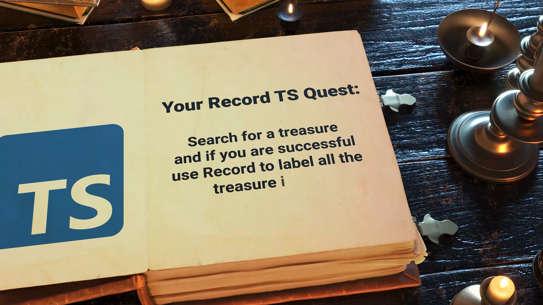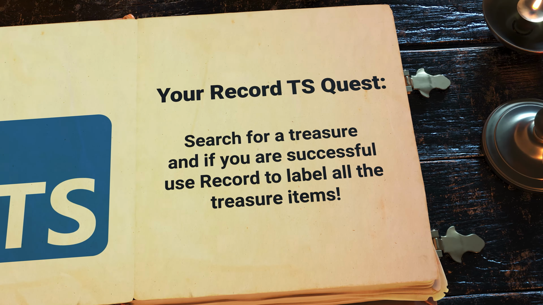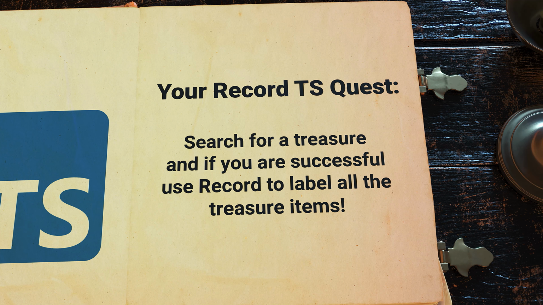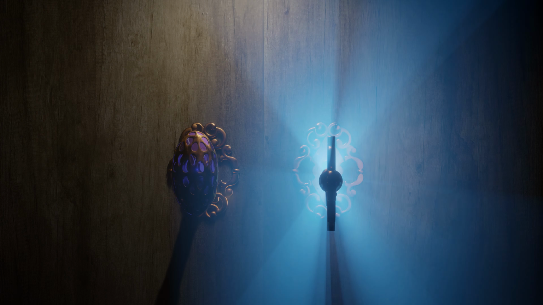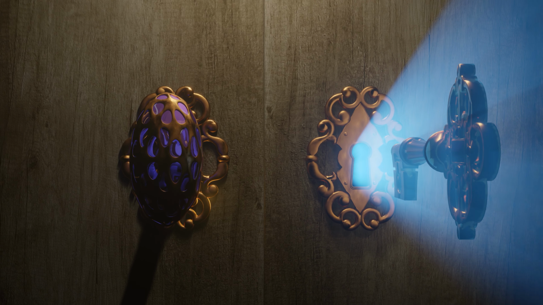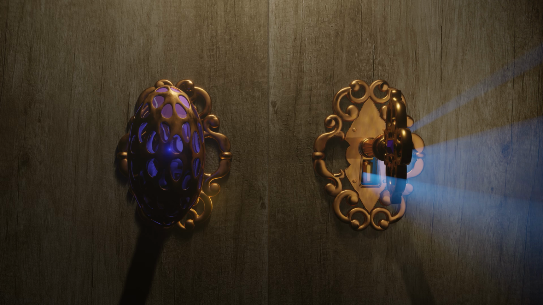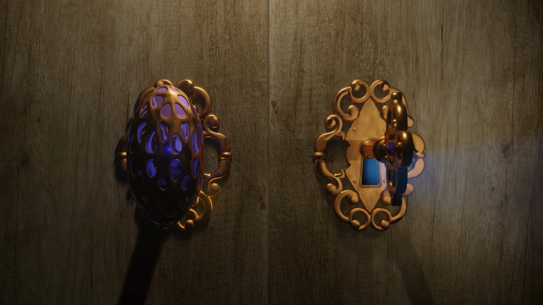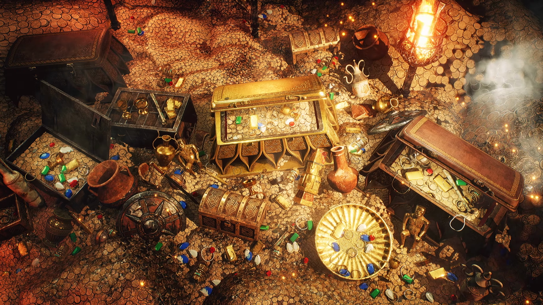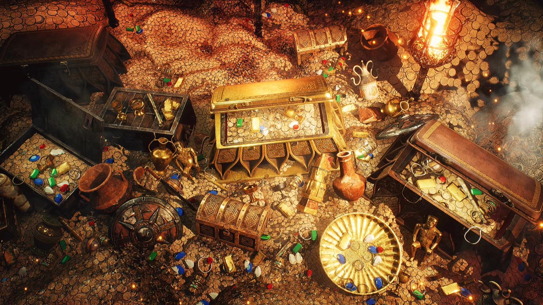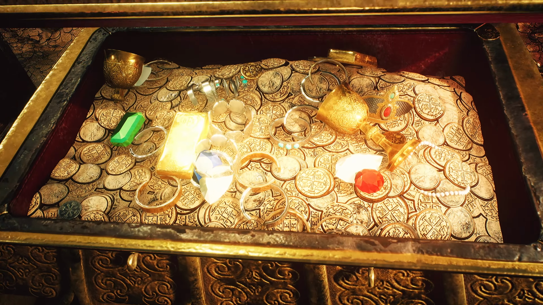You have to search for a treasure, and if you are successful, you have to use the record to label all the treasure items. But you have an issue. You don't see any treasure, but you see a key next to the book. So you grab the key, and then you see a door that shines. And you enter the key there, and you try to see if there is a treasure. The key works. You're super excited to see what's inside the door. Finally, you have found a treasure chest, and now you can continue solving the quest.